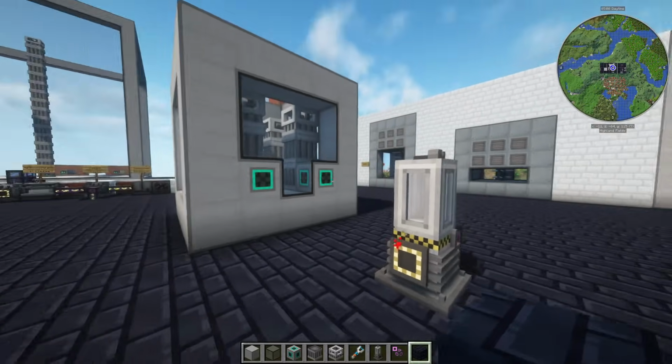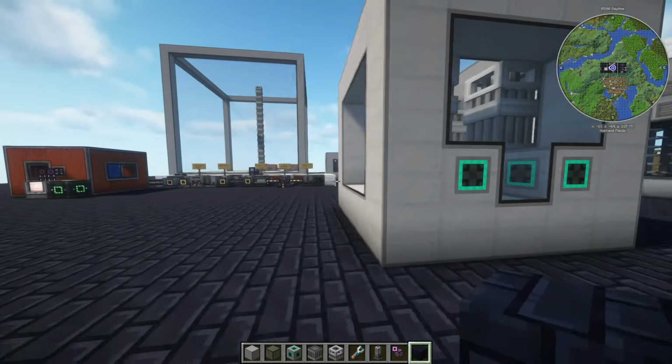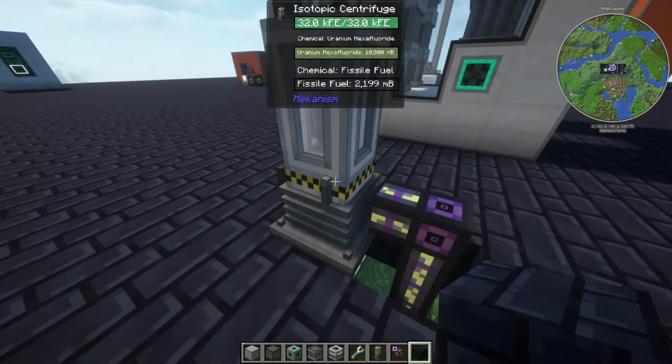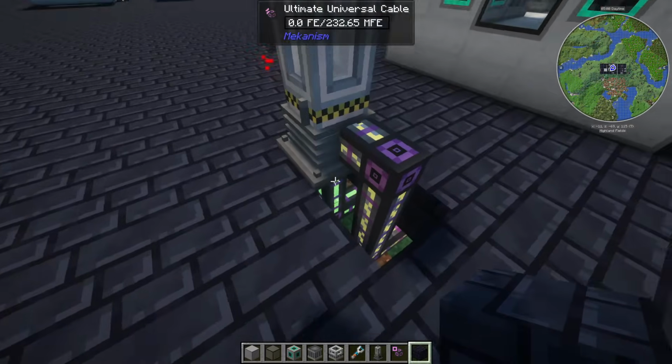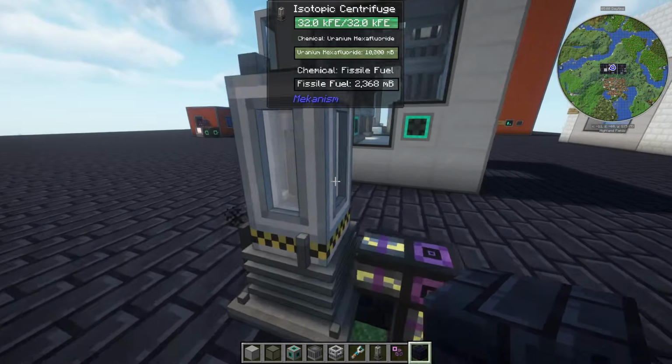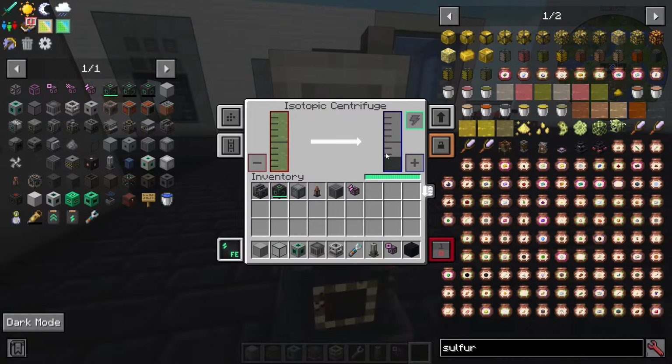All right, so I ran the uranium hexafluoride from the machine over there, and I just ran it underneath and into the back of an isotopic centrifuge. On the bottom here, as you can see, I have some power going in, so it is powering this up, and it is then creating fissile fuel.